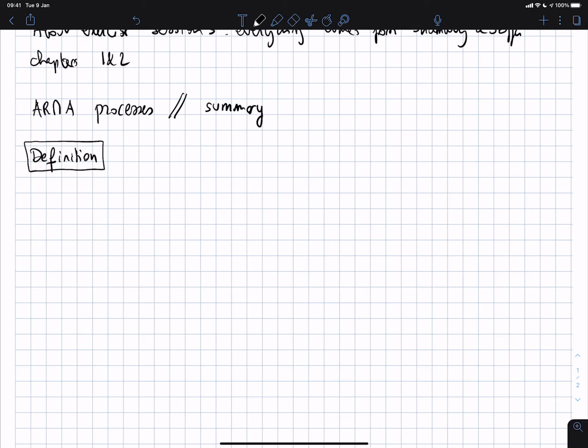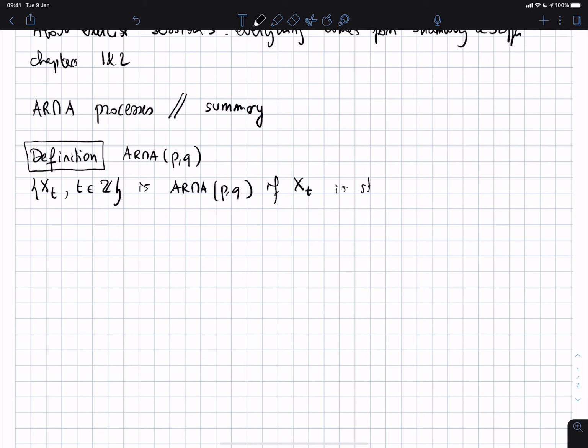the first basic definition is that of an ARMA(p,q) process. We say that a stochastic process indexed in time is ARMA of orders p and q if X_t is a stationary solution to... yes, Yusuf, it's on, don't worry. There, you see, it's moving.